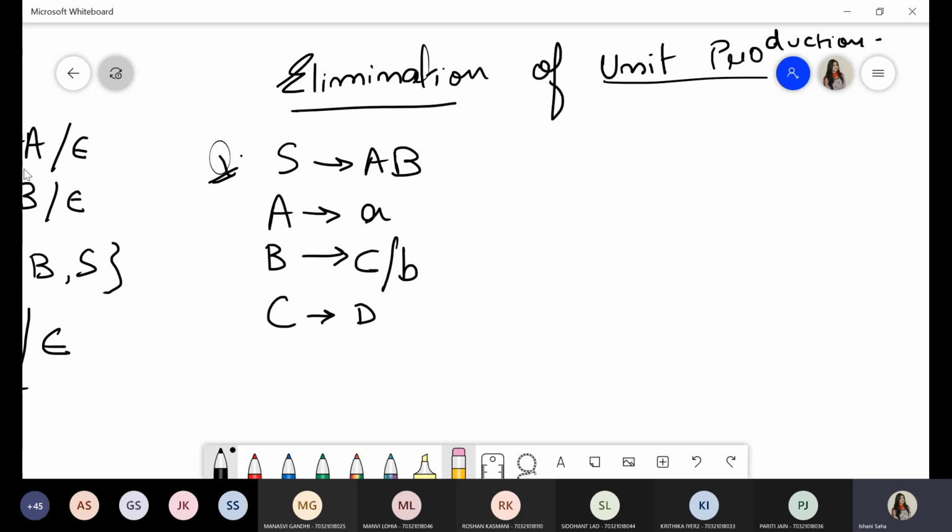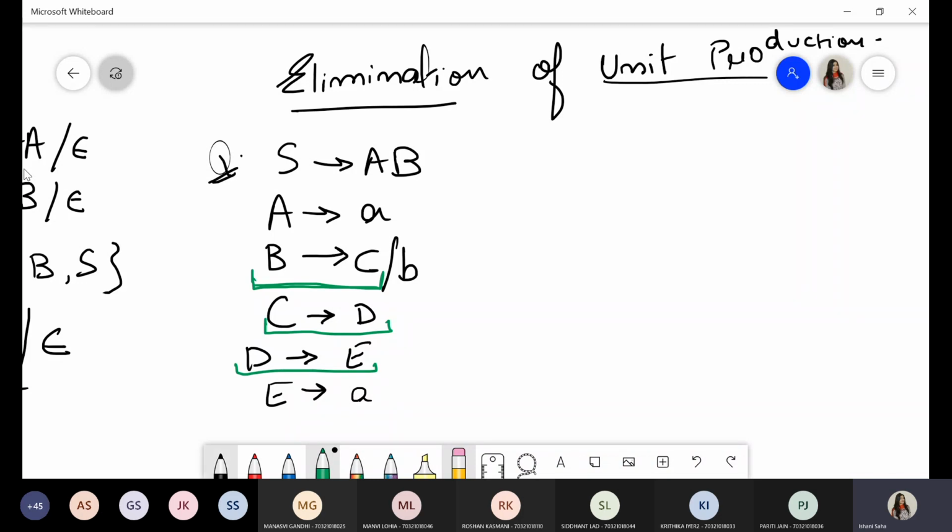C tends to D and D tends to E and capital E tends to E. So first let's identify what are the unit productions. This is not, this one is also not, this is a unit production, this is a unit production, this is a unit production. You all agree? The rest are not unit productions?